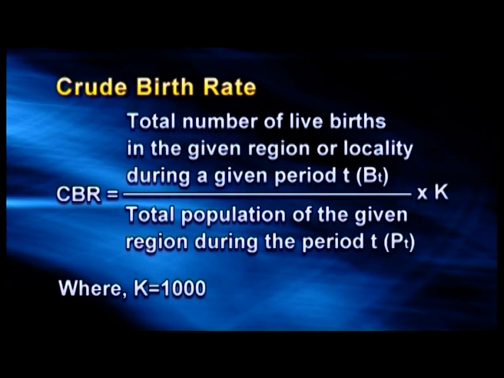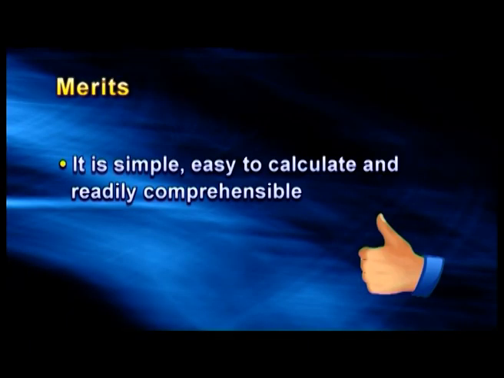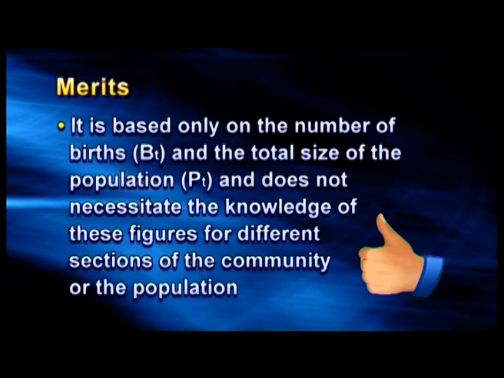Crude birth rate is equal to total number of live births in the given region or locality during a given period T, BT, divided by total population of the given region during the period T, PT, multiplied by K, a constant, usually 1000. Following are the merits. It is simple, easy to calculate and readily comprehensible. It is based only on the number of births (BT) and the total size of the population (PT) and does not necessitate the knowledge of these figures for different sections of the community or the population.